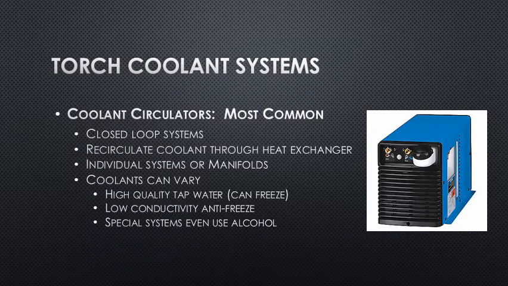Torch coolant systems include probably the most common type, which is a coolant recirculator. These are closed loop systems. They may actually be a manifold or an individual system, but they basically circulate some type of a coolant through a heat exchanger that does not involve refrigerating anything. Refrigerant coolers are typically reserved for high-end applications like lasers and electron beam welders, whereas we can get away with just circulating coolant through a heat exchanger and passing ambient air over it for TIG welding.